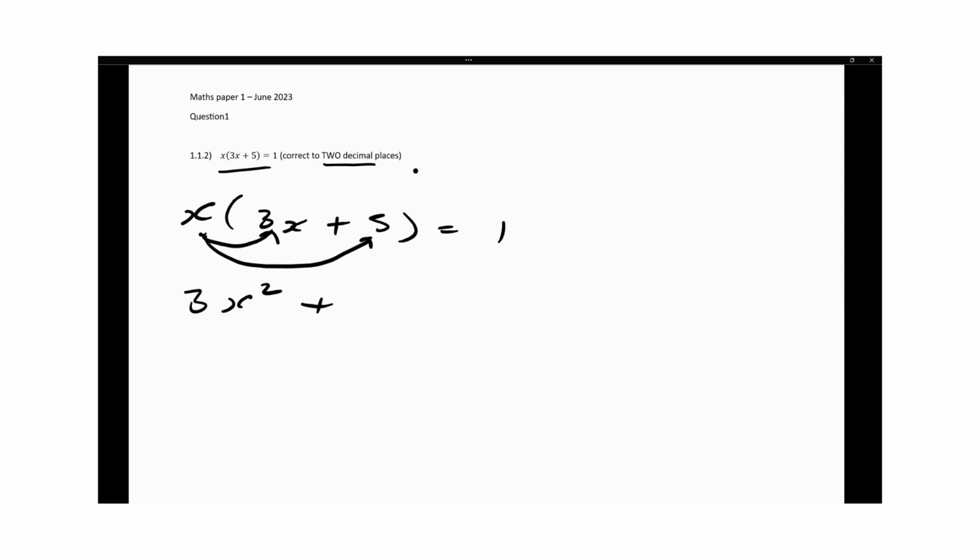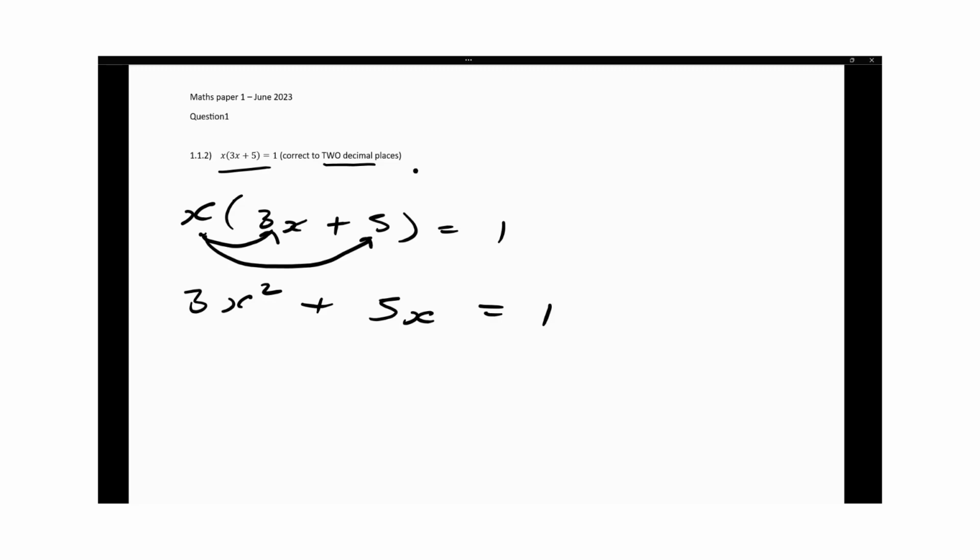So how do you do that? Let me just rewrite this. So it's x(3x + 5) which is equal to 1. You take this x. This bracket means that it multiplies this x. So this x multiplied by that, and then this x multiplied by 5 again. Then we'll be having 3x squared now because it's x times x, and then plus 5x, which is equal to 1.